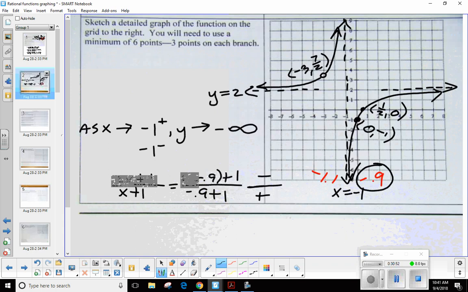So if I were to do the same thing, if I took the negative 1.1 on the left to finish up this statement here, what should I be getting? Should be getting a positive infinity. So he did cover that? Okay, very good.